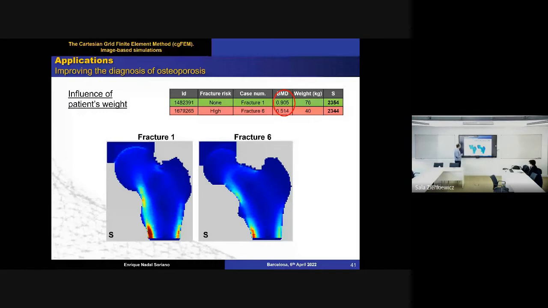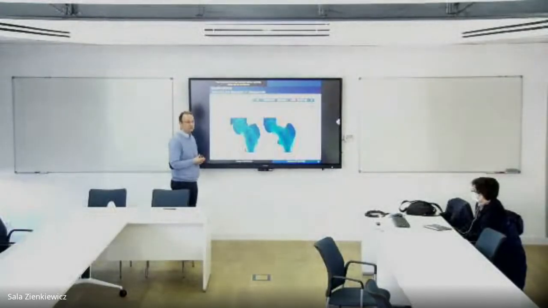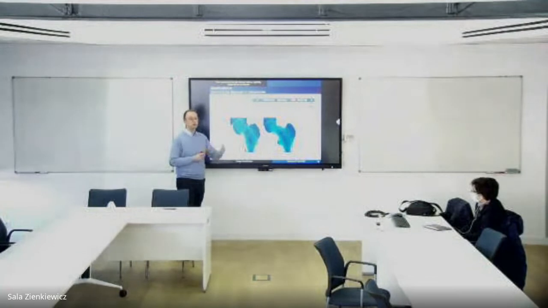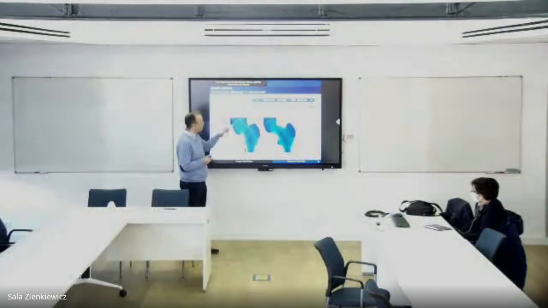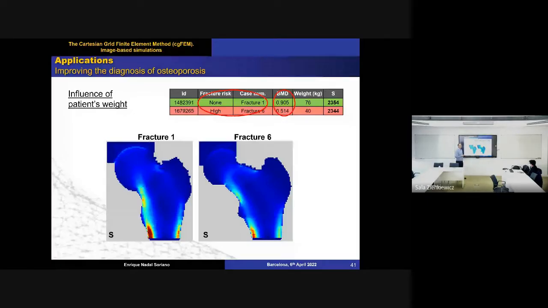These are 2 patients that suffered from fracture. The first one was in green, and the second one was in red. So fracture 6, the doctor said that you will suffer from fracture. Fracture 1, the doctor said you are safe. The bone mineral density for the first one is really high, but look at the weight of the patient. It's not the same, and the stress indicator in the two of them is similar. So it gives more information that was not in the bone mineral density.